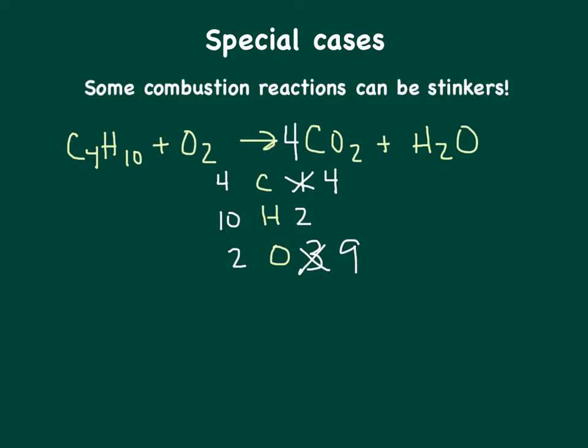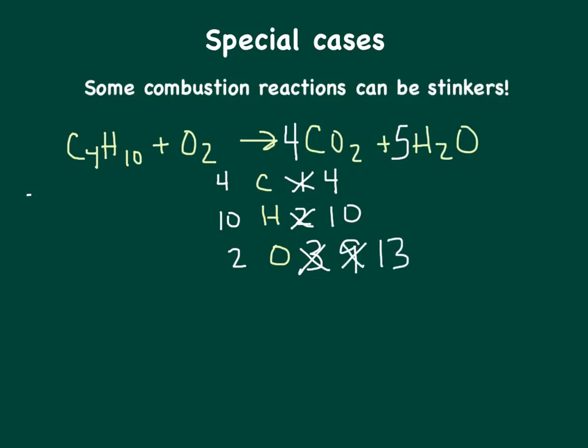So the hydrogens, I have 10 total on this side, and I have 2 on this side. I need to make 10, so I'm going to put a 5 in front of this, because now 5 times the 2 gives me a 10 total, and so that takes care of my hydrogens. And that also changed my oxygens, so I have 4 times 2, that's my 8 oxygens, plus another 5, so that gives me 13 total oxygens.